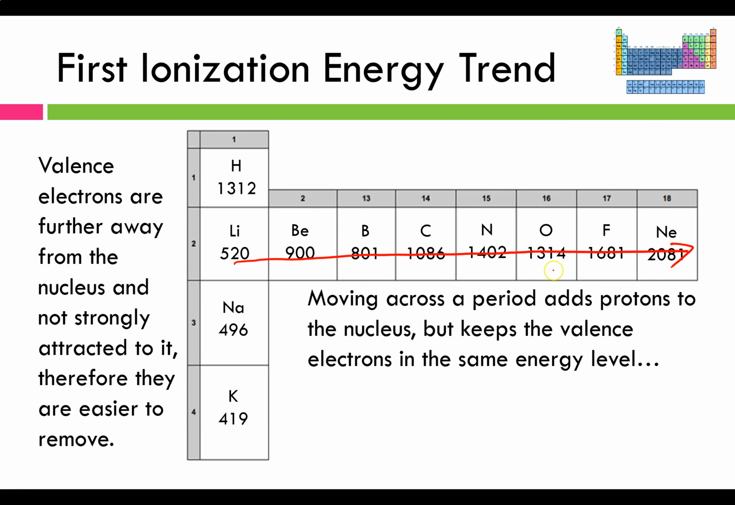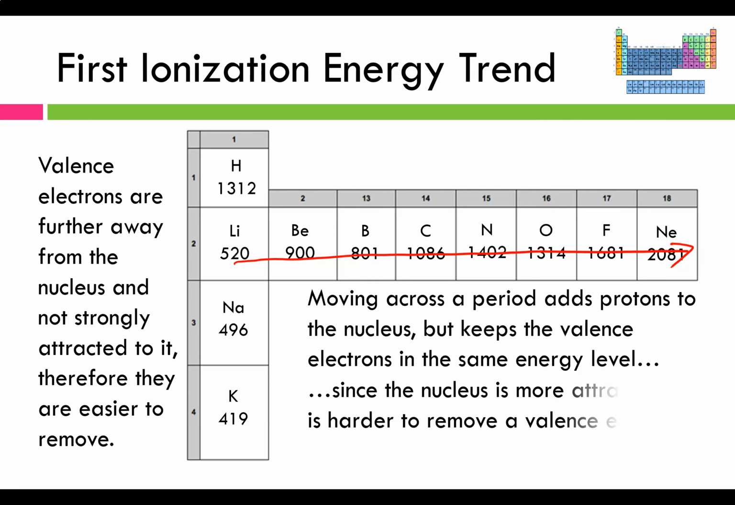We've added a proton, making the nucleus more positively charged, more attractive, or stronger. They're still all in the second energy level, so it's just going to pull those electrons in, and it's going to require a lot of energy to remove a valence electron.